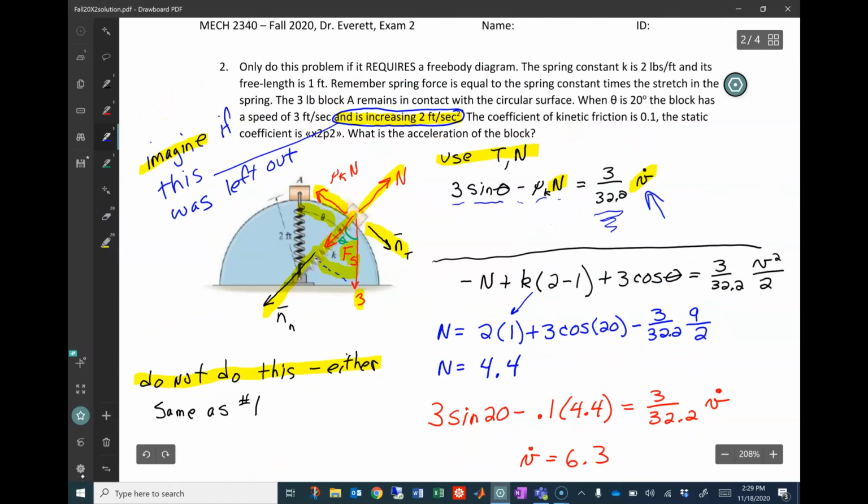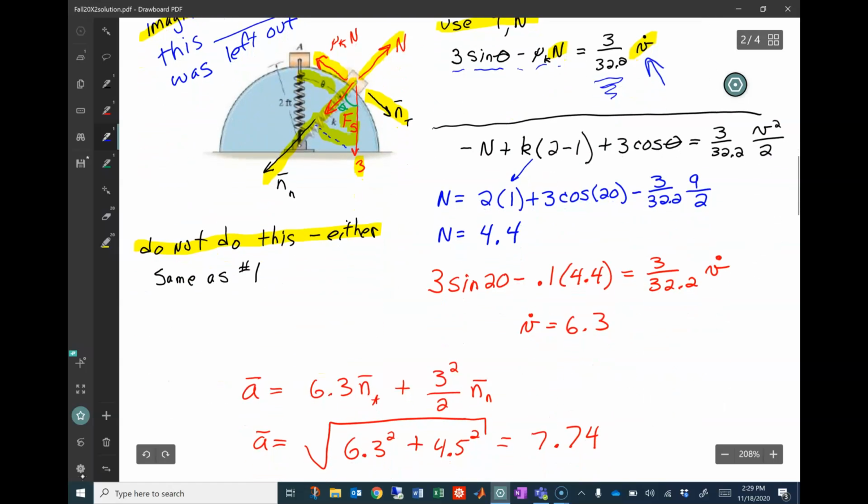That's why you have to pretend like that wasn't given. If you want to solve it legitimately, you have to pretend like that's not given. Okay, so anyway, then you sum forces in the normal direction. So you have n, it's negative, right? It's negative n because it's pointed backwards from the normal direction.